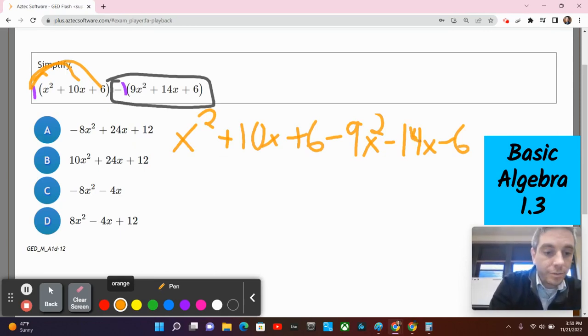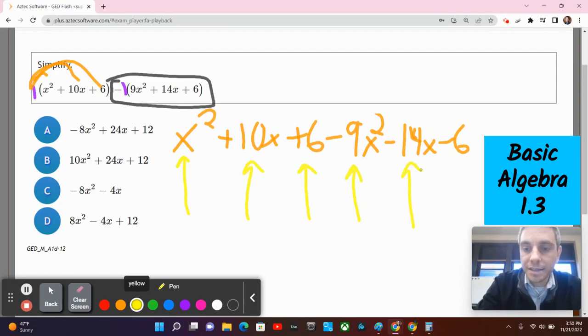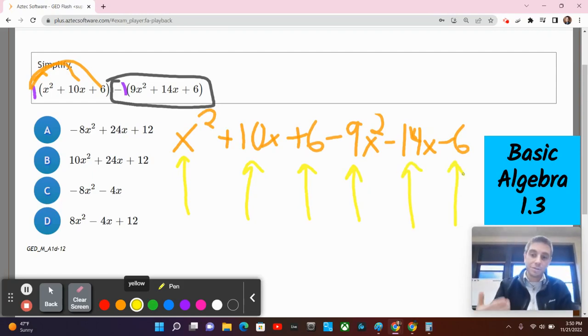So we're going to go through and try to find our matches. But before we do that, I want to indicate how many terms there are to begin with. So x squared is a term, positive 10x is a term, plus 6 is a term, minus 9x squared is a term, minus 14x is a term, and minus 6. So we have 6 terms here.